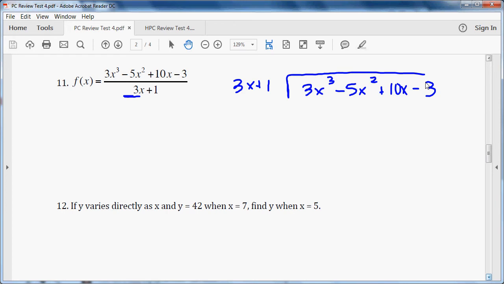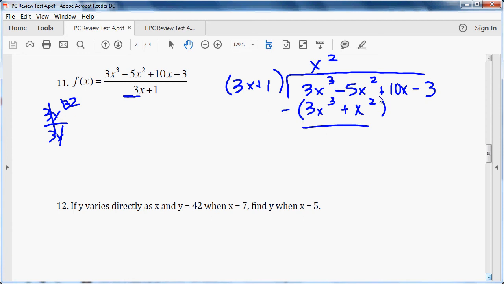So we divide, multiply, subtract, bring down. We start by dividing 3x cubed over 3x. The 3's cancel, and we can reduce one of the x's, so it's x squared. So we've divided. Now we multiply that by both of these pieces. X squared times 3x is 3x cubed. X squared times 1. And then we subtract both of those. 3x cubed minus 3x cubed is 0. Negative 5x squared minus 1x squared is negative 6x squared. And we can bring down the 10x.